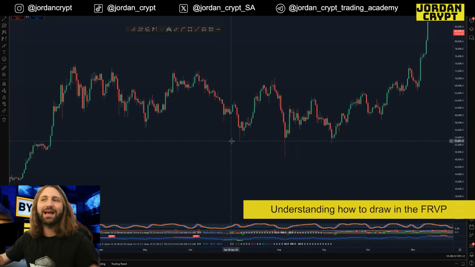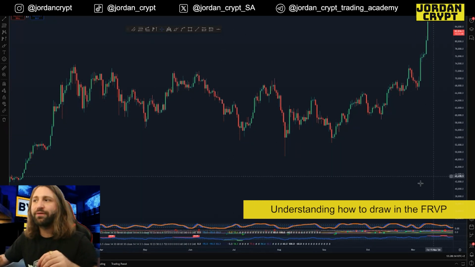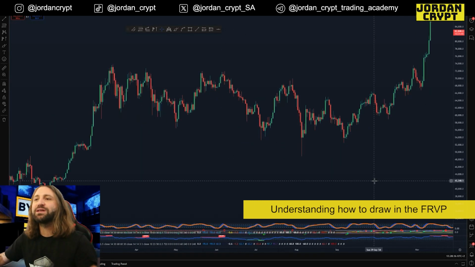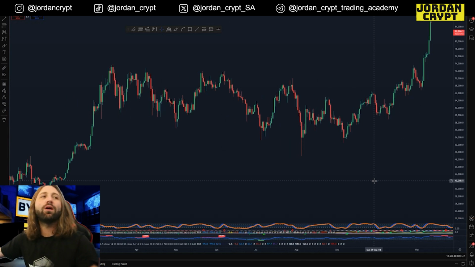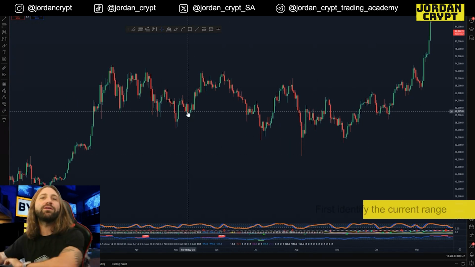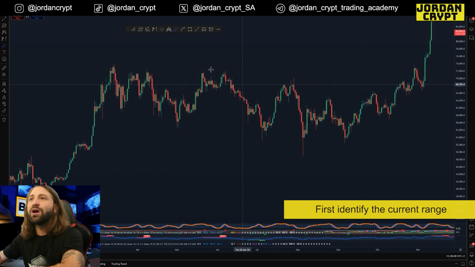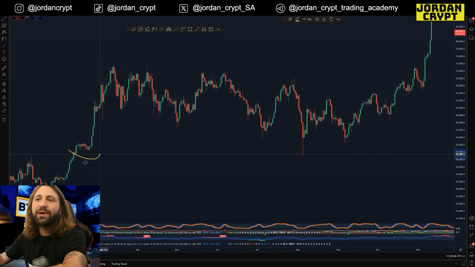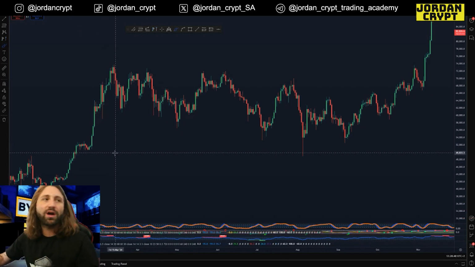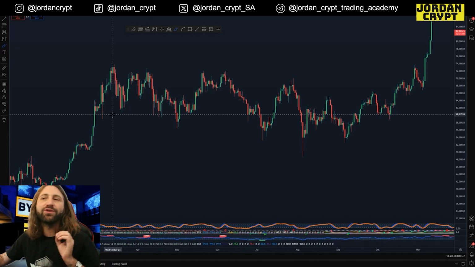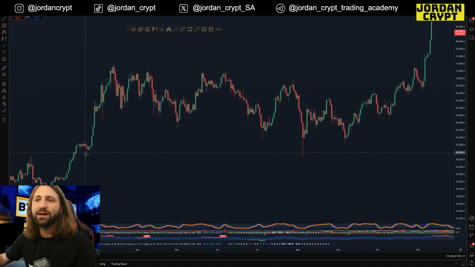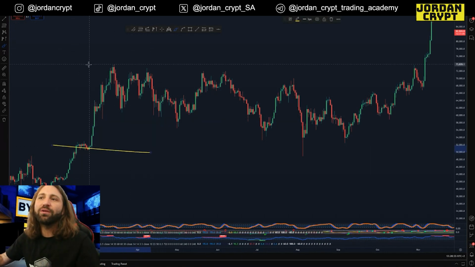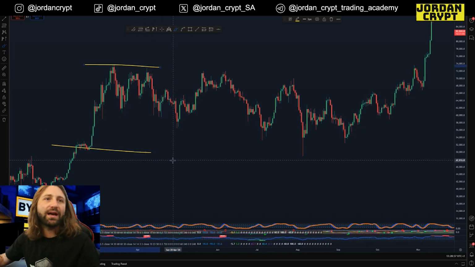First of all, to understand how to draw the fixed range volume profile, it is very simple. One of the only complicated things about it is to understand how to identify the current range. So what you do to draw the fixed range volume profile is, of course, select it and try to find a space basically below your current range. And all you need to understand when to draw it in is basically the bottom of a range and when you get a nice top.